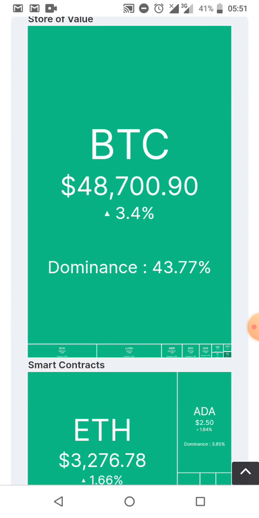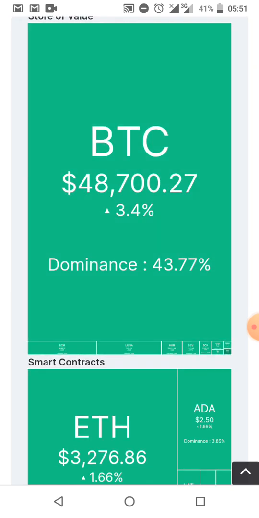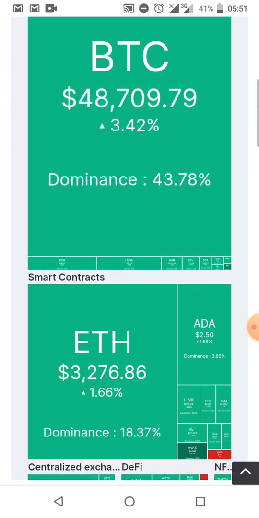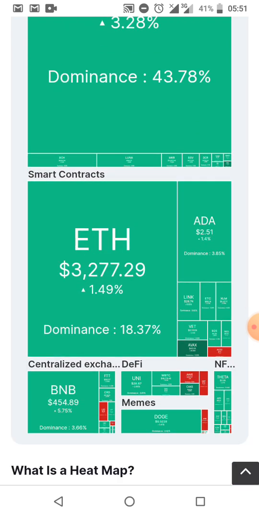It's more like a pictorial representation of what is currently happening in the trading world. On this, you can see the price of Bitcoin is fluctuating around 48,700, and the dominance is okay. Everything is on the green side. On this heat map here, this is what a heat map looks like.